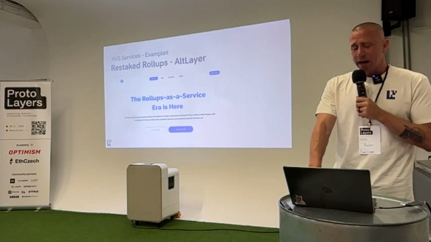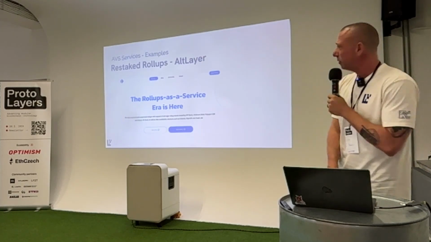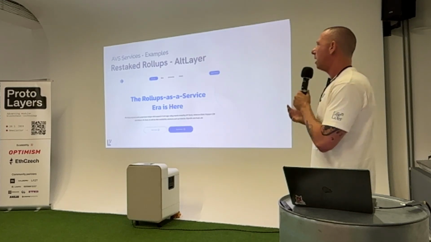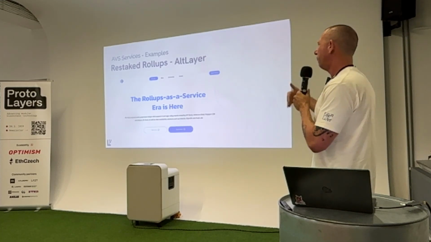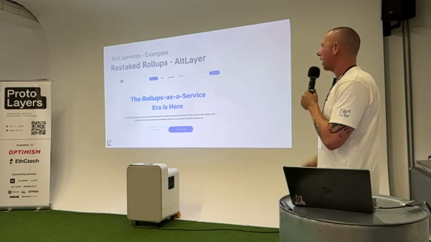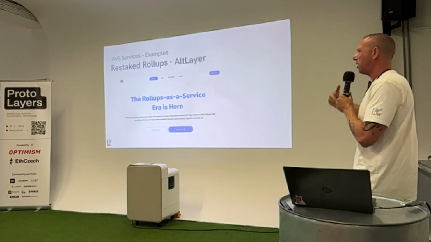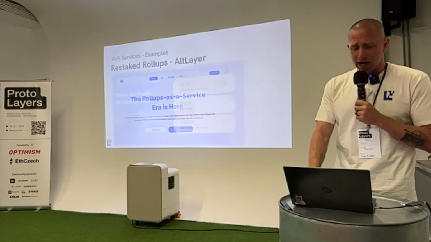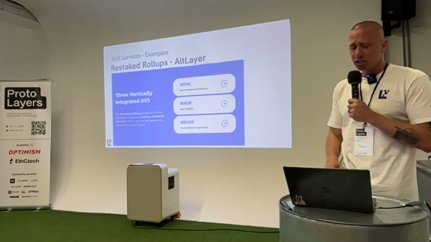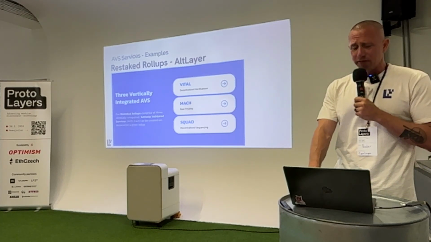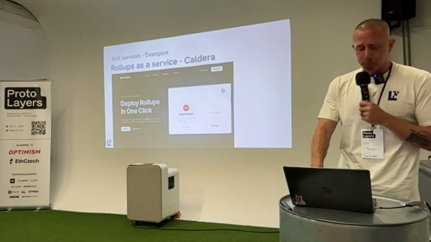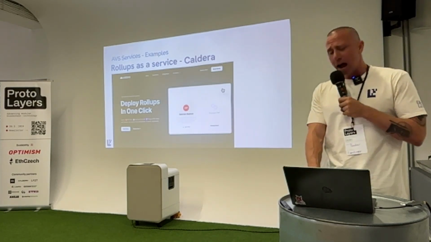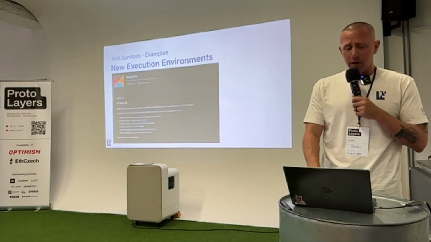We have AltLayer. AltLayer is building these things called restaked rollups, which allow teams to deploy a rollup along with their own AVSs for different pieces of the stack. So they have 3 separate AVSs that you can deploy along with your rollup. They have seen a lot of adoption so far. Yeah, Vital, Mock, and Squad: decentralized verification, fast finality, and decentralized sequencing. And then there's rollups as a service that are using EigenDA. I think Caldera, Conduit, Gelato, AltLayer are all 4 that you might have heard.